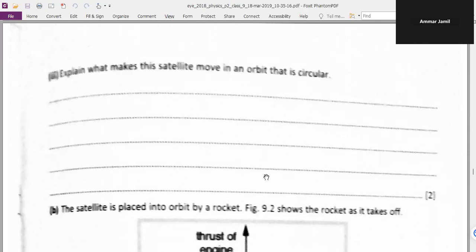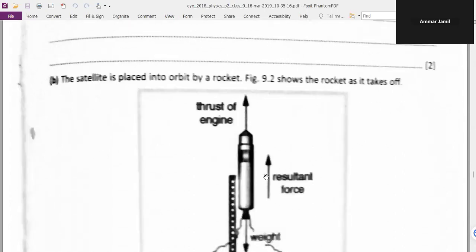What makes the satellite move? Two points. Well, first we will say that the satellite experiences gravitational attraction towards Earth, which becomes the necessary centripetal force to keep the satellite moving, pulling it towards itself, and hence it will provide the necessary force.